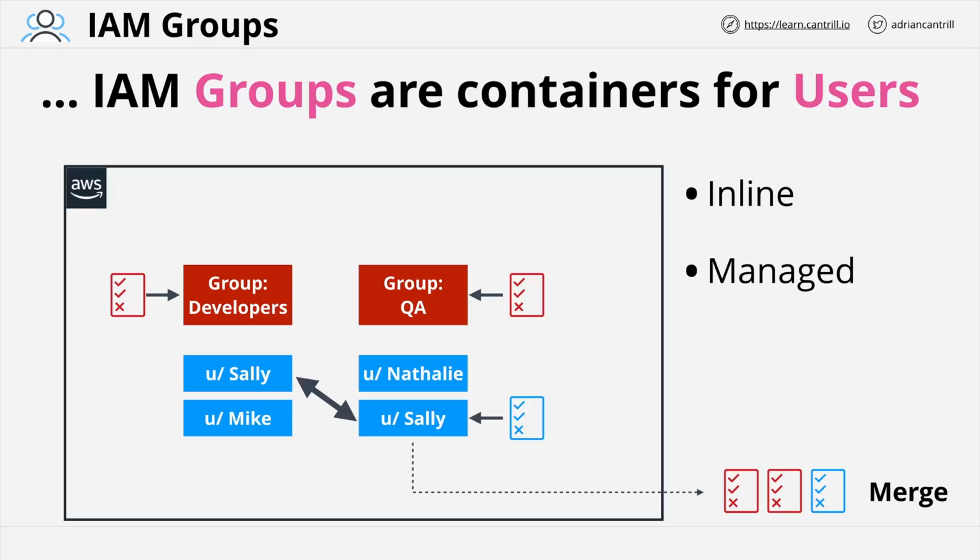Now, I mentioned last lesson that an IAM user can be a member of 10 groups, and there was a 5,000 IAM user limit for an account. Neither of those are changeable. They're hard limits. There's no effective limit for the number of users in a single IAM group.